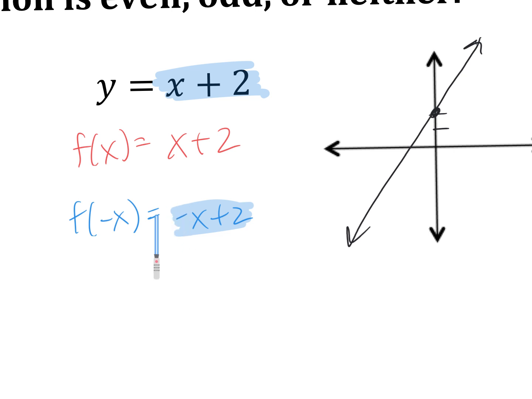If they were the same, it'd be even. Is every single thing opposite? No, the x's are opposite, but the 2's are not opposite. So since the whole thing's not opposite, we're going to say neither.